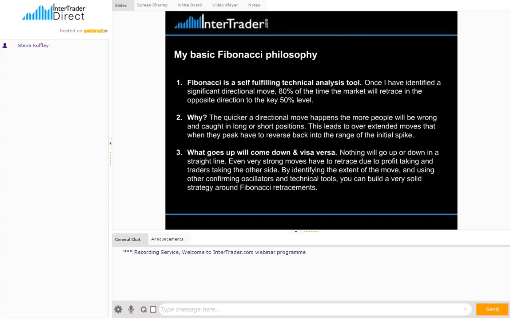And this is the crucial part, the time element. It won't happen instantly, but it will happen. And why? Well, because the quicker a directional move, the more people are going to be wrong or caught offside in long or short positions. So that leads to overextended moves in the market. And then these peaks have to reverse because people have to get out, people have to take profit. So what goes up will come down. Nothing ever goes up or down in a straight line indefinitely.